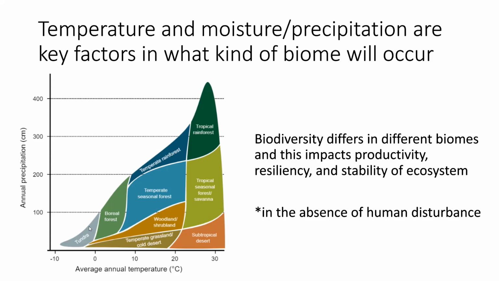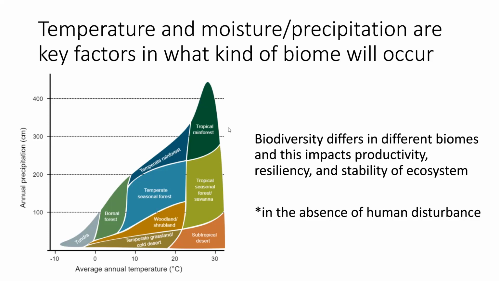If we look at the bottom left corner of this graph, this is going to be the coldest, and it's also going to have the least amount of precipitation. So this is where we're looking at tundras. Those are going to be the very northern and southern points of the Earth, or very high up in the mountains. They're going to be very cold, very dry locations. Because of that, they're not going to be as biodiverse as the other biomes we see.